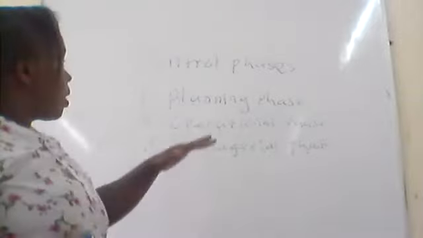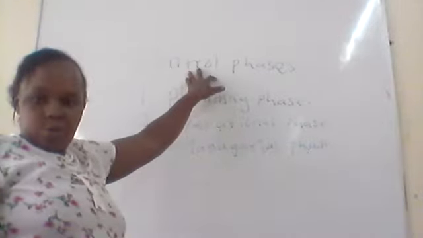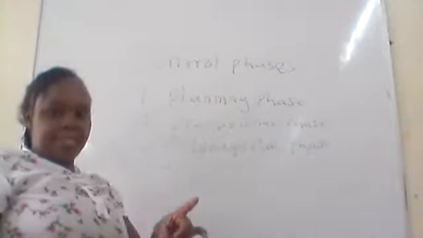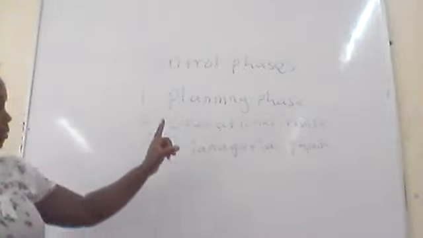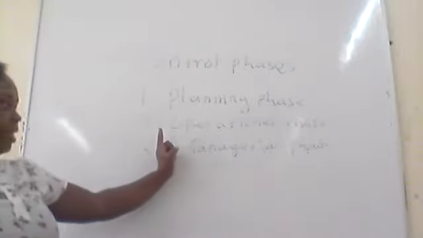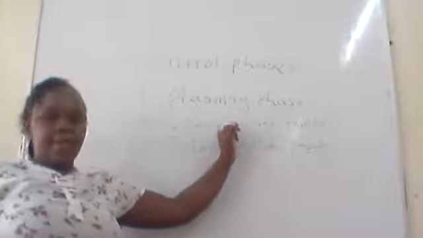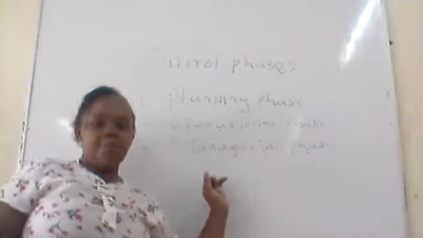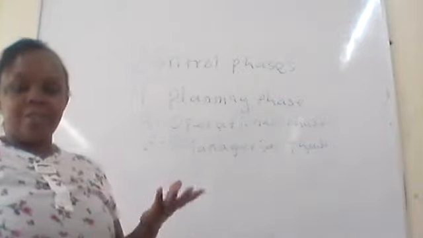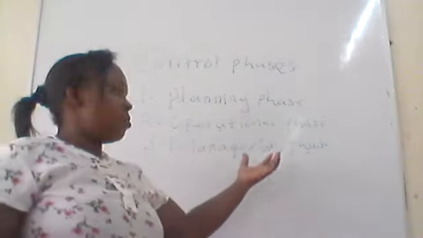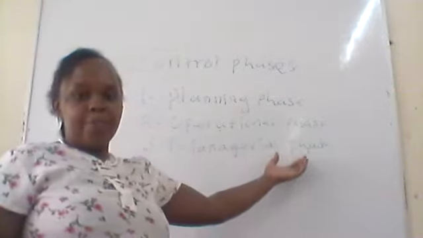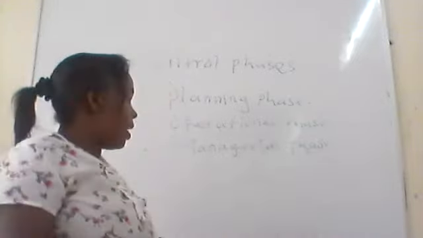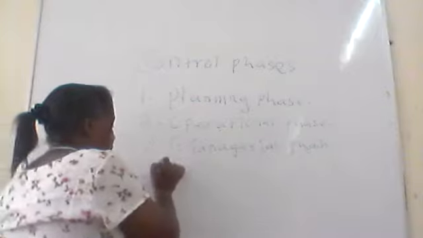So, the food and beverage control is in three critical phases. The first one is the planning phase, the second one is the operational phase, and the third is the managerial phase. The managerial phase is also called control after the event, or the post-operational phase. So you can give it those three names. And we start with the first one, which is the planning phase.